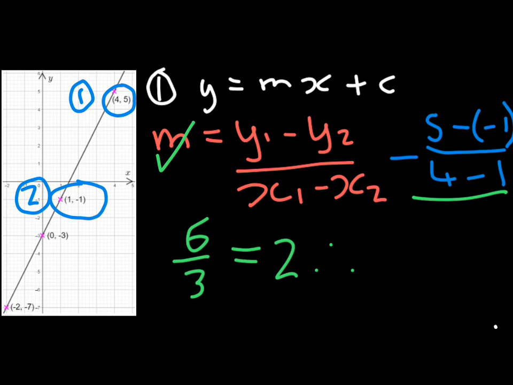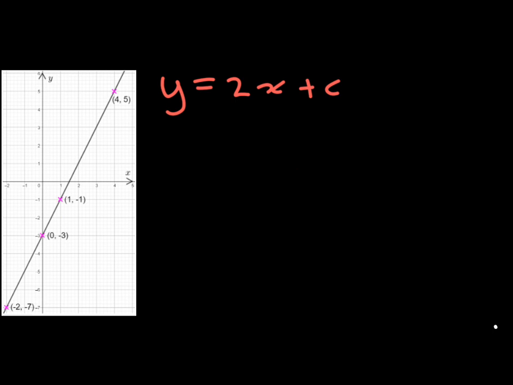Therefore, we can say that y equals 2x plus c. And all that is left for us to find would be c. To find c, we need to substitute one of these points into our function. So once again, you can pick any point you like. For the sake of this example, let us pick the point (0, -3).